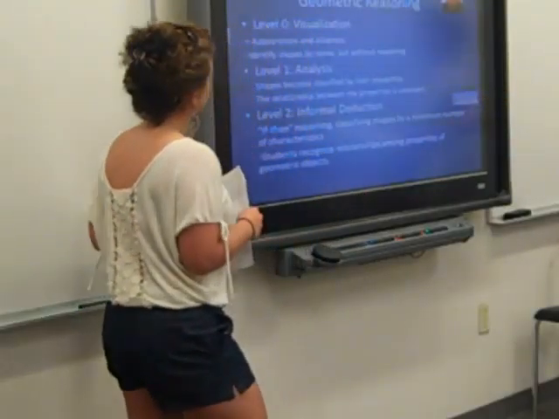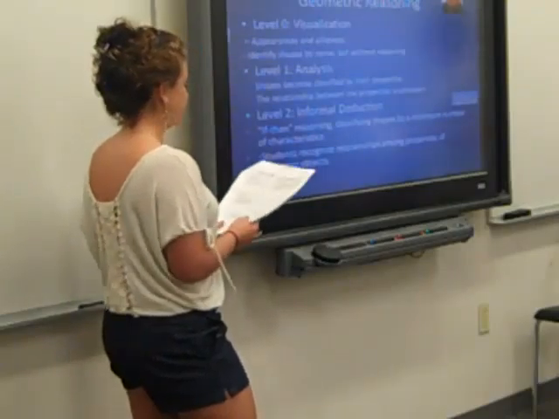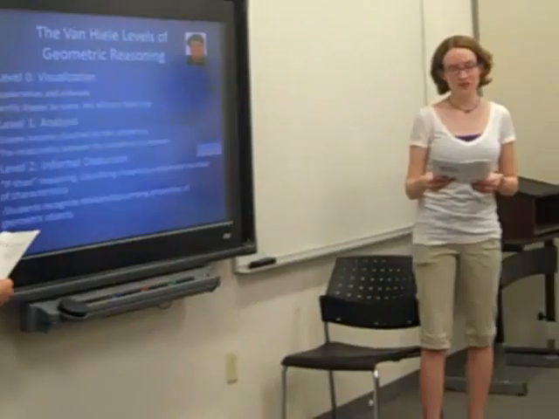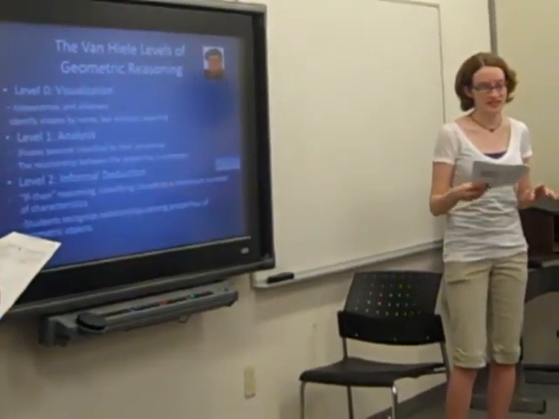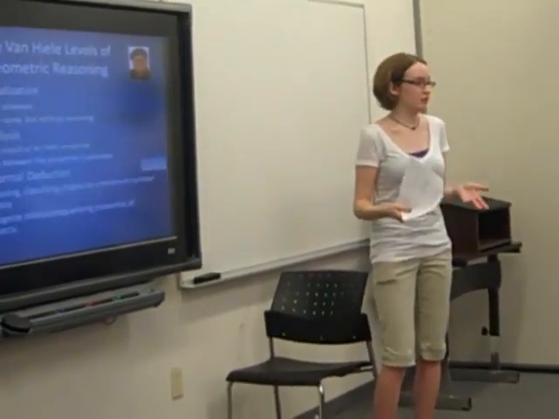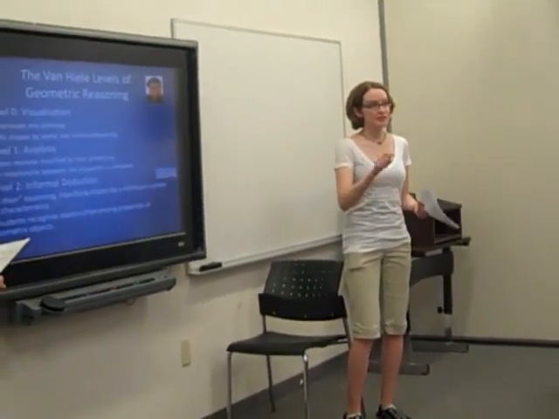Okay. So the Van Hiele levels of geometric reasoning, that's the husband of the Van Hiele group. It starts with, everyone's kind of familiar with this, level 0, which is visualization. So that's appearances and likeness. Students can identify shapes by name, but without reasoning for it. They don't say it has these properties, they say it's a circle because they've been told this is what a circle looks like.